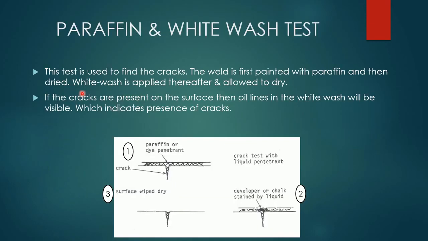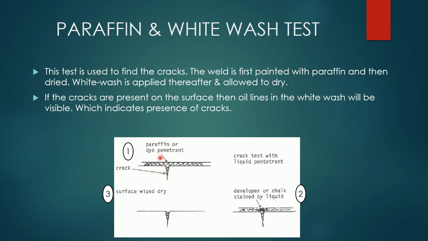Now let's move on to the next point, paraffin and whitewash test. This test is basically used to find the surface cracks. The cracks or defects which is on the surface of the job, it can be detected by this particular test. So what is done in this particular test? The weld is first painted with paraffin and then dried. So you can see now at number 1, this is our job. Crack is visible over here.